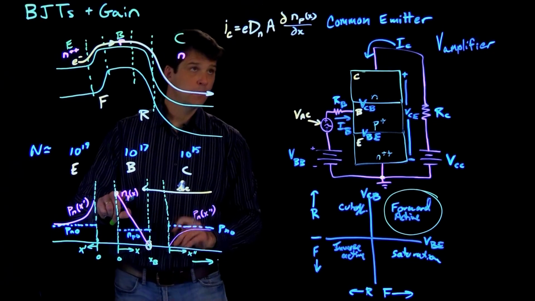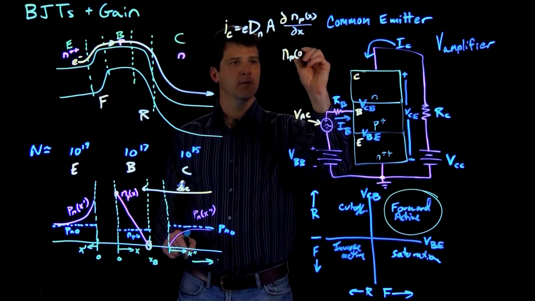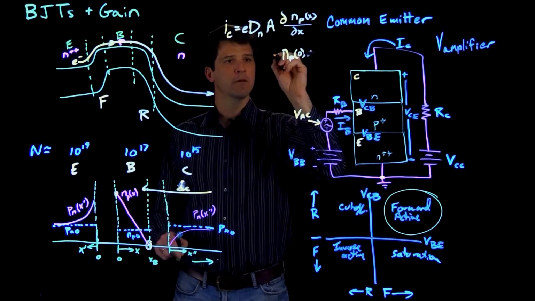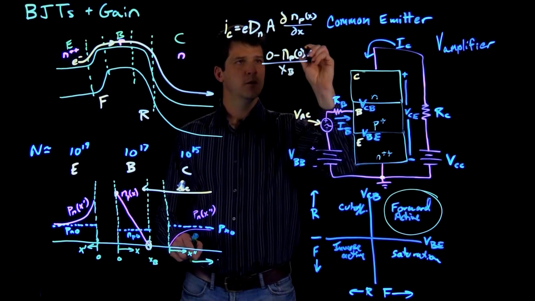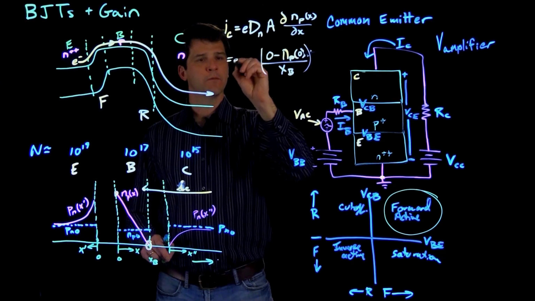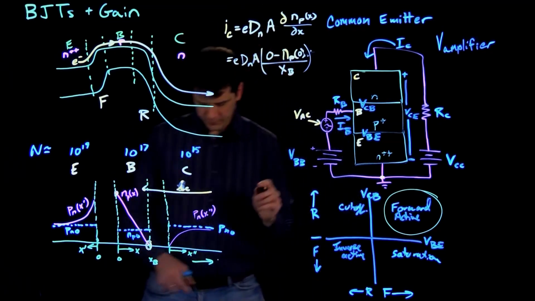So we have the gradient being n p of x equals 0 minus 0, that over xb as our gradient, and then we multiply all the other terms, q times D n times the cross-sectional area.